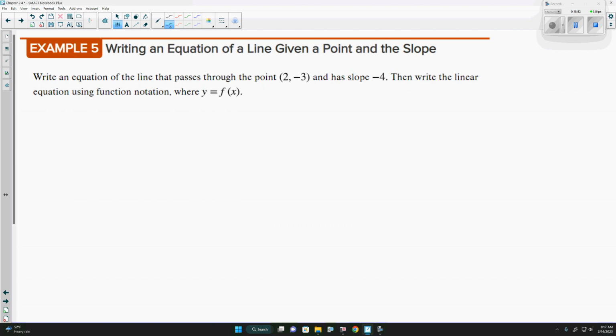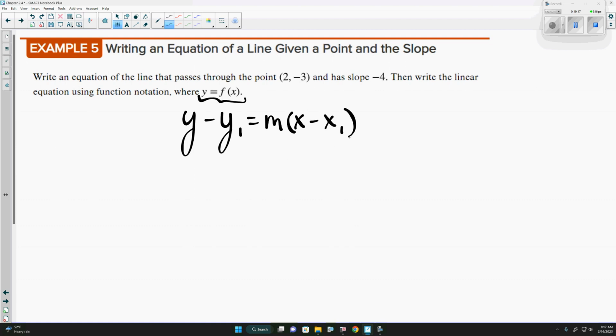Write an equation of a line that passes through the point 2, negative 3 and has a slope of negative 4. Then write the equation using function notation, where y is equal to f of x. That's all this last part is saying, just replace y with f of x. That's it. So, if we're given a point and a slope, I always default to point slope form.